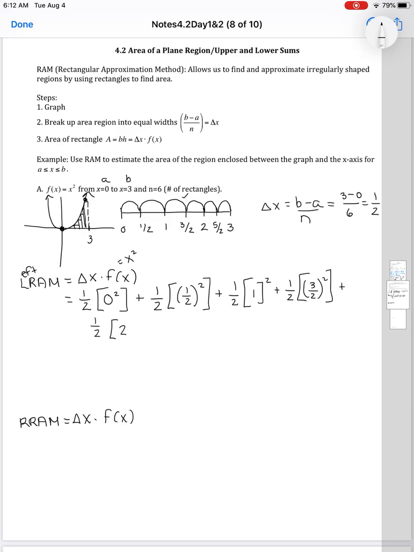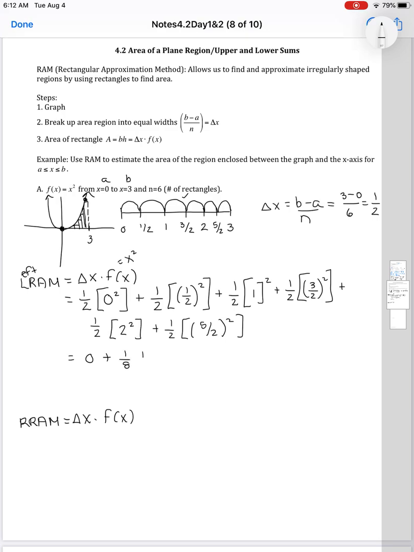So you want to make sure that you've accounted for 6 rectangles. So 1, 2, 3, 4. I have 4 terms so far, so I have to keep going. I got 2 more. So I have 1/2 times 2 squared plus 1/2 times 5/2 squared. So that's 6 terms right there. So those are the 6 that I needed. Again, though, you're starting with the leftmost number, and you're not going to get all of them. You're not going to get the furthest one on the right.